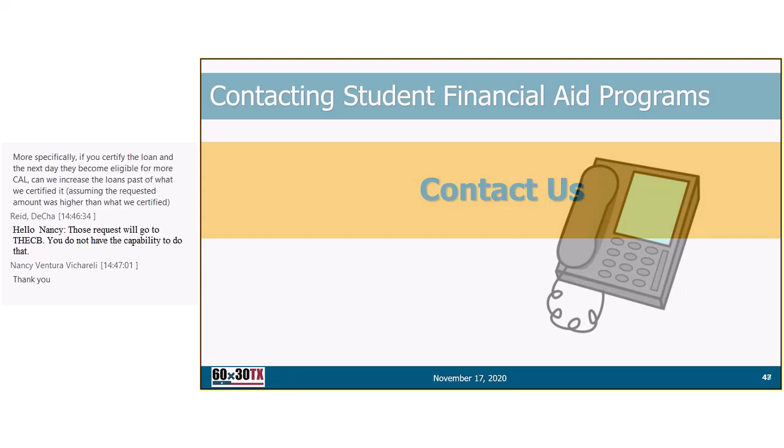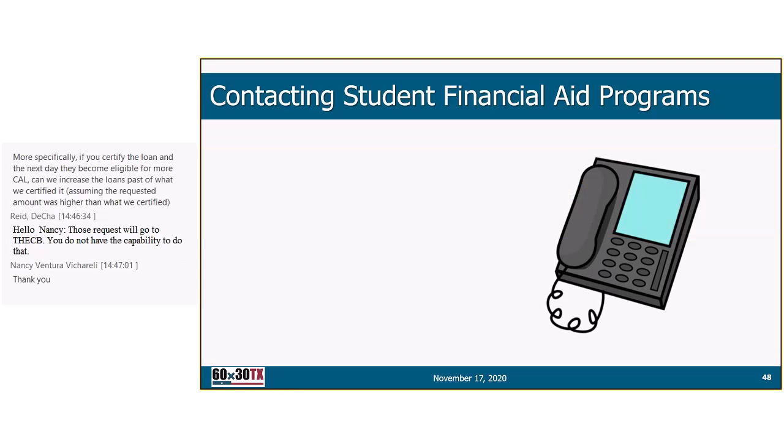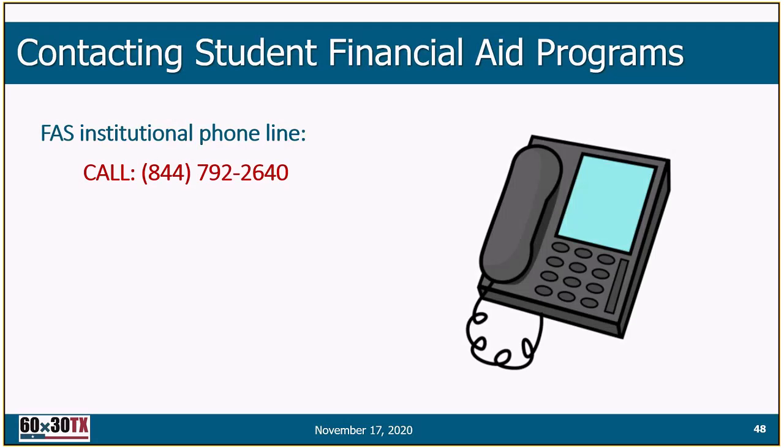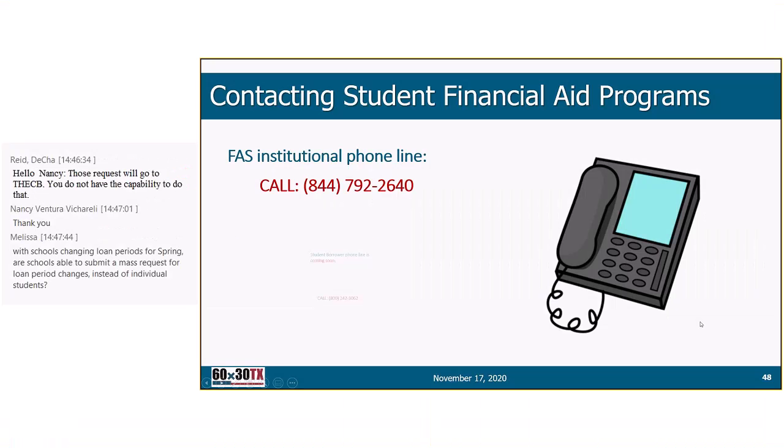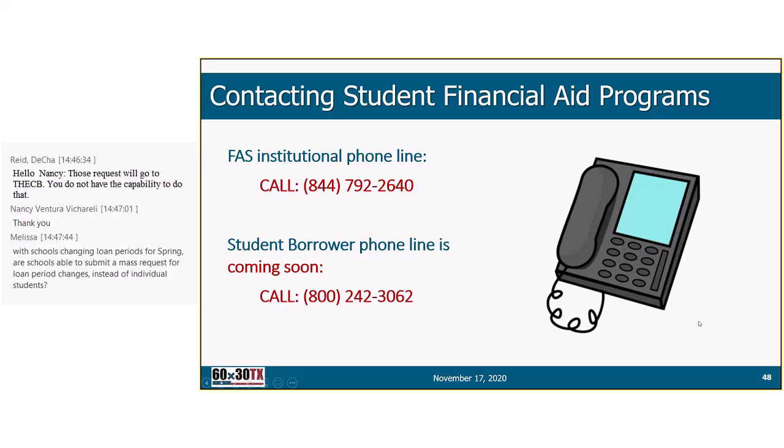So first and foremost, our financial aid services phone line. I mentioned this on a prior webcast, and I want to let you know now we have opened that back up. So our staff is available to take your phone calls 8 to 5, Monday through Friday. Our number is 844-792-2640.